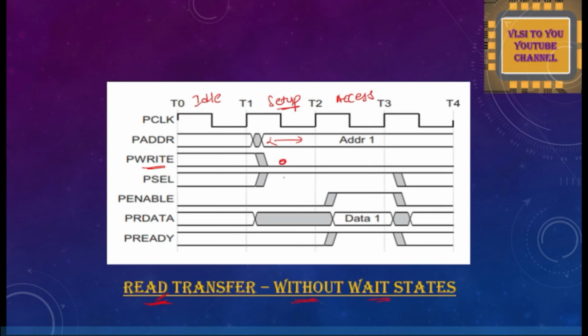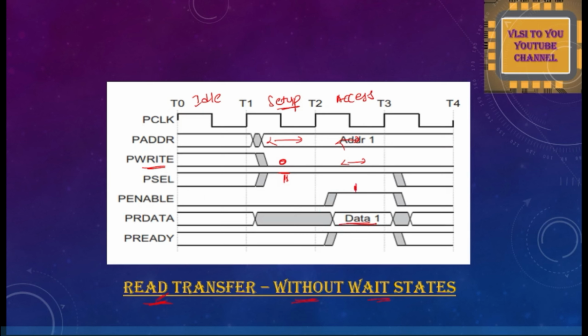Now in the setup state, the slave is going to be selected. Since the slave is selected, the address is registered and the p write is 0. So the control signals are fine here. Now coming to the access state, the p enable is 1 and the remaining values are same. The p enable is going to be 1 here. So this is my data.